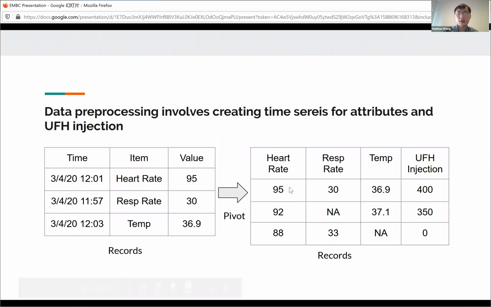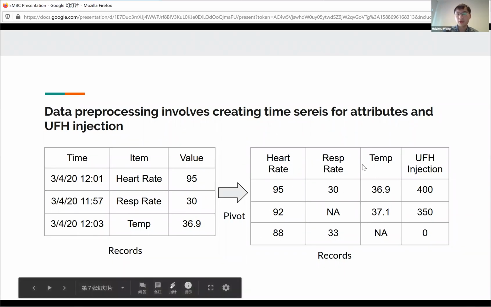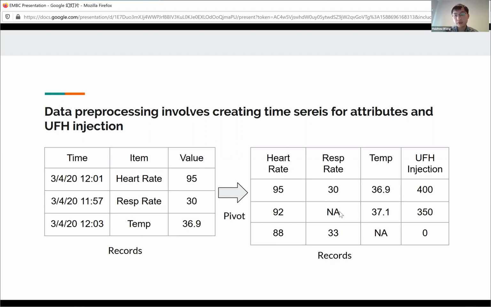So here we have attributes in the columns. And note that we will have some null values right here because, for example, at some time point, maybe the clinicians record the heart rate, temperature, and UFH injection, but fail to record the respiratory rate. Then we will have a null value here.